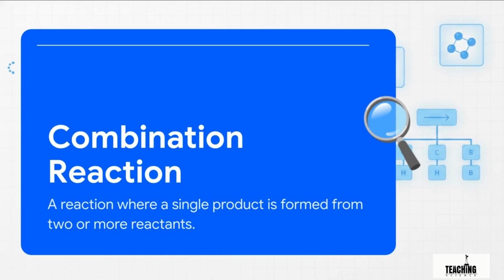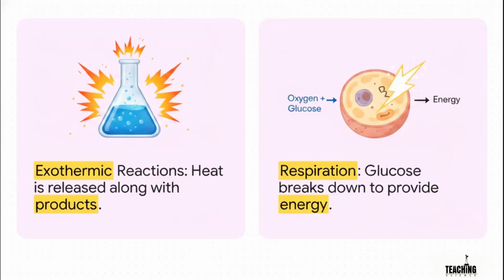And fun fact, if you were to touch the beaker during this reaction, it would feel incredibly hot to the touch. And that heat brings us straight to our next concept, exothermic reactions. These are basically reactions where heat is released right alongside the products. And this brilliantly illustrates how textbook chemistry connects directly to your daily life. Just take human respiration. The glucose from your food actually combines with oxygen in your cells, releasing the vital energy your body needs just to survive.